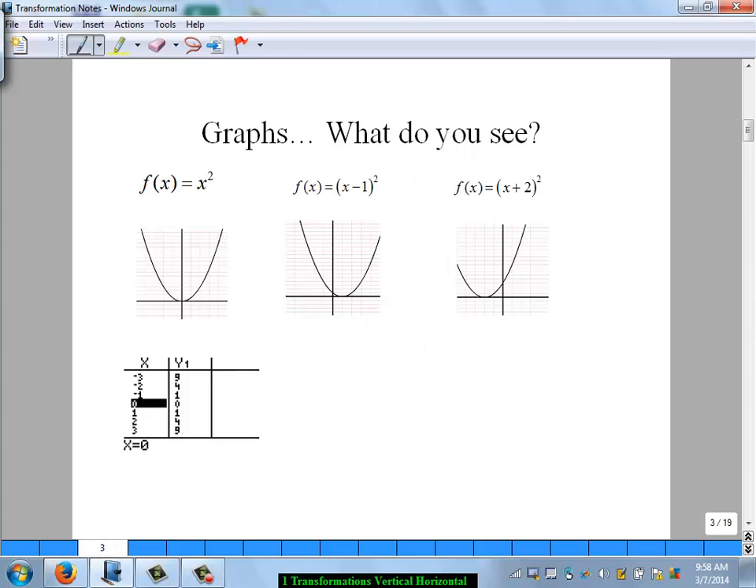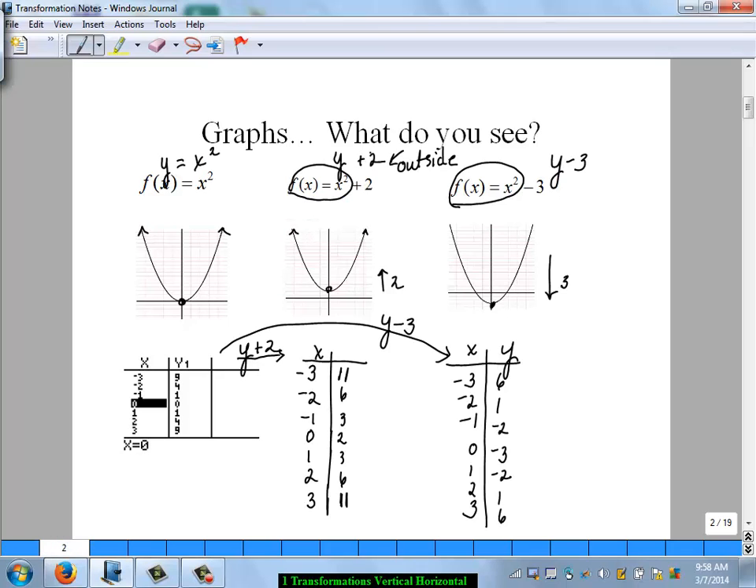Okay? Now, let's look at what we see here. Let's go back here quickly. When I did this one right here, I want you to notice a couple things. We call this an outside change for both of them because I added a 2 and subtracted 3, okay? So when I added the 2, it moved up, when I subtracted it moved down, okay? And it's outside the function of x squared.